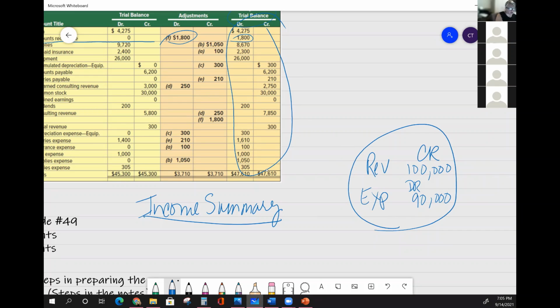So how am I going to close these? I have to do the opposite to remove them. So if my revenue is sitting as a credit, I need to debit my revenue account for the 100,000.